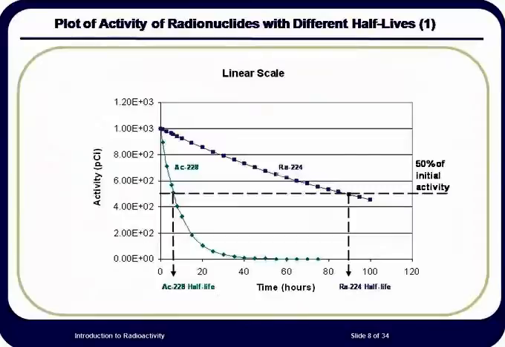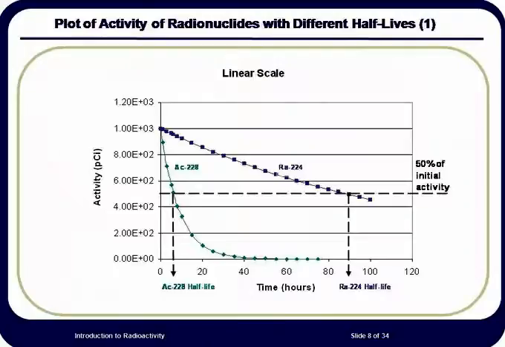The graph displayed here shows the activity on the y-axis of 2 different radionuclides as a function of time in hours, where hours are displayed on the x-axis. The units of activity are picocuries, or 1 times 10 to the minus 12th curies. The graph is plotted as a linear function on each axis. Note that both lines are curved.